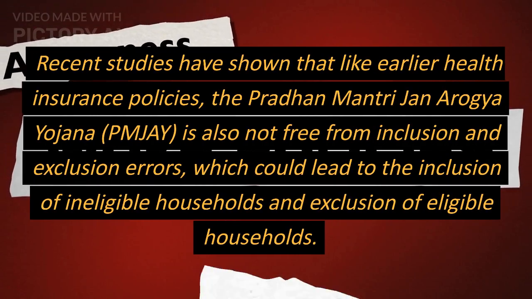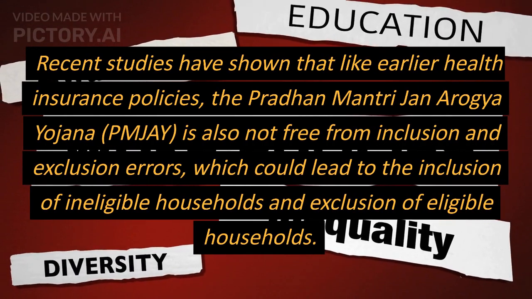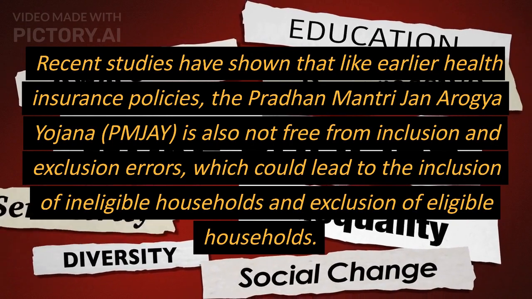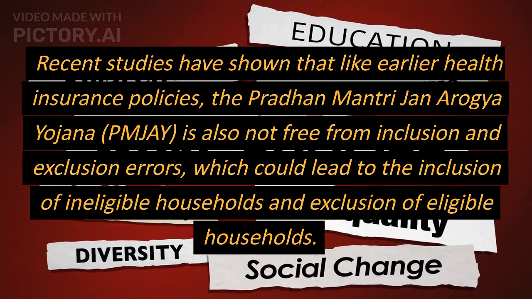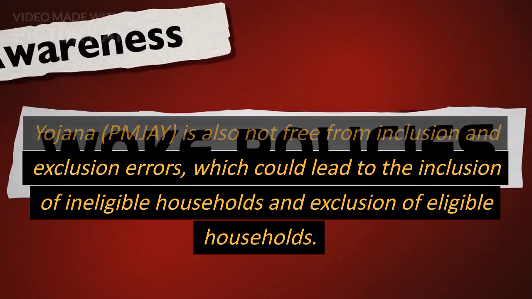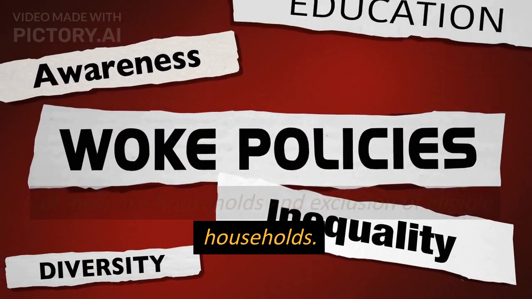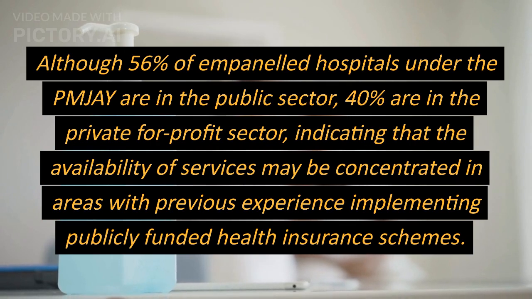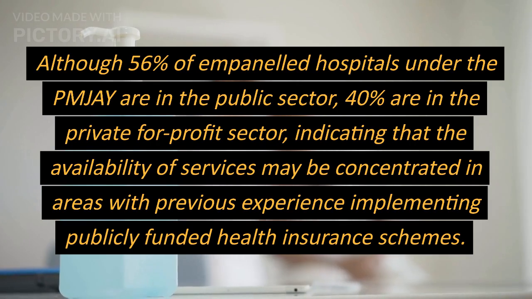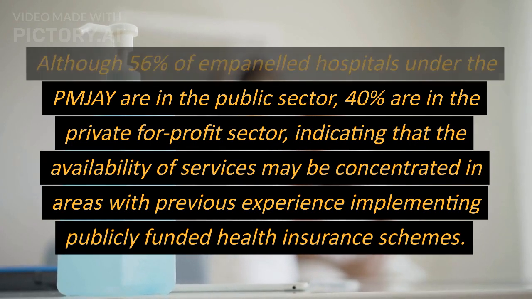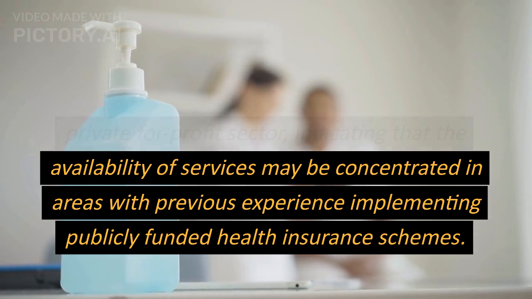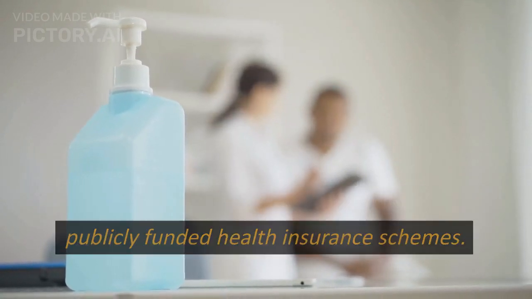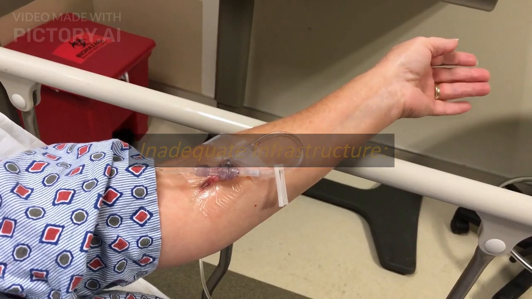Inclusion and exclusion errors in health insurance policies. Recent studies have shown that, like earlier health insurance policies, the Pradhan Mantri Jan Arogya Yojana (PMJAY) is also not free from inclusion and exclusion errors, which could lead to the inclusion of ineligible households and exclusion of eligible households. Availability of services. Although 56% of empaneled hospitals under the PMJAY are in the public sector, 40% are in the private for-profit sector, indicating that the availability of services may be concentrated in areas with previous experience implementing publicly funded health insurance schemes.